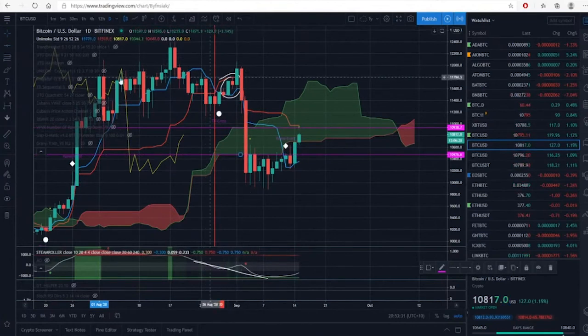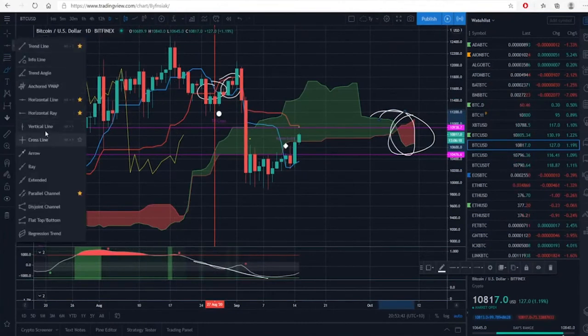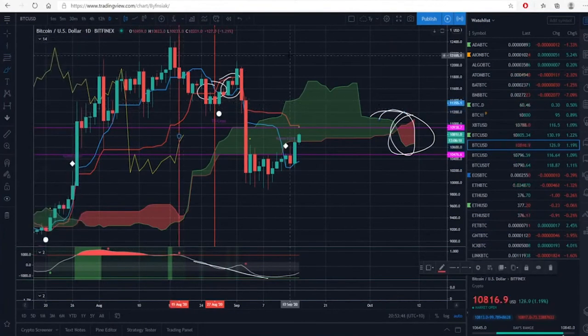Now, where would we have been? Oh, and we also got this as well. So that's bearish, and Steamroller telling us way back here that we were bearish. So multiple levels of bearish scenarios.